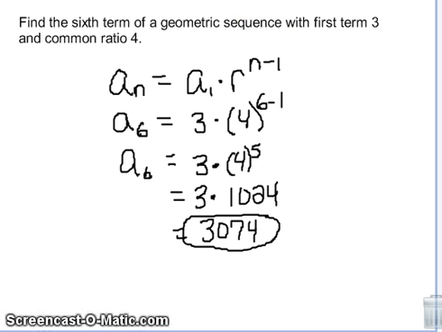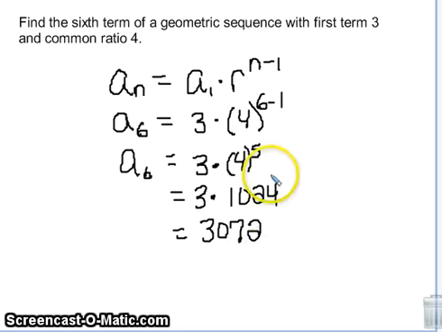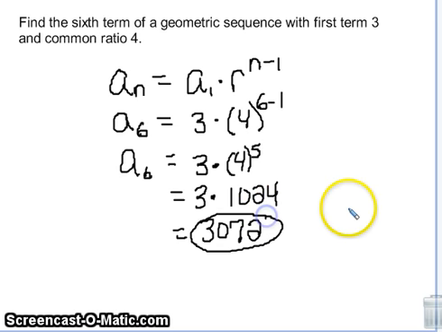Oh, I don't know where I got a 4 from. You're right. 3,072. I guess I was looking at that 4 and not the right thing. Oh, I was looking at the one before. You're right. Thank you, Soraya. You keep me honest. Alright, so the sixth term would be 3,072.